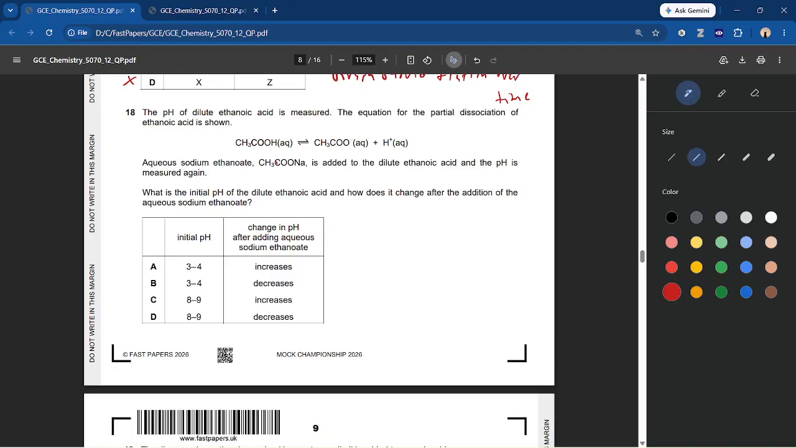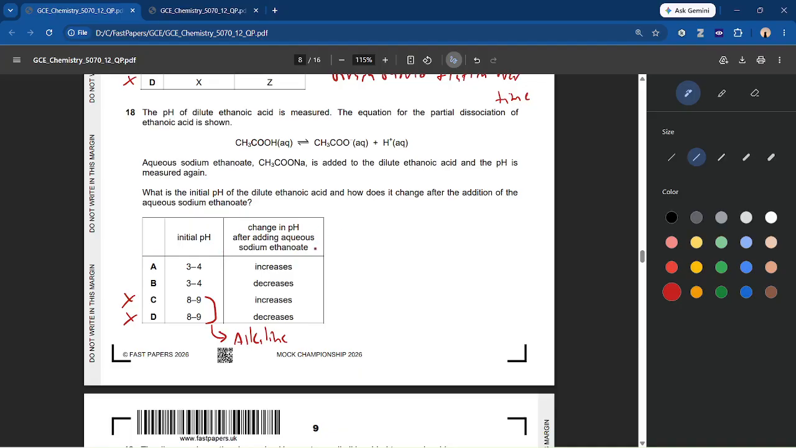The pH of dilute ethanoic acid is measured. The equation for the partial dissociation of ethanoic acid is shown: CH3COOH turns into CH3COO minus plus H plus. Aqueous sodium ethanoate, CH3COONa, is added to dilute ethanoic acid and the pH is measured again. What is the initial pH of the dilute ethanoic acid and how does it change after the addition of the aqueous sodium ethanoate? So initial pH, immediately we can cut off 8 and 9 because these are alkaline. So we're looking between 3 and 4.